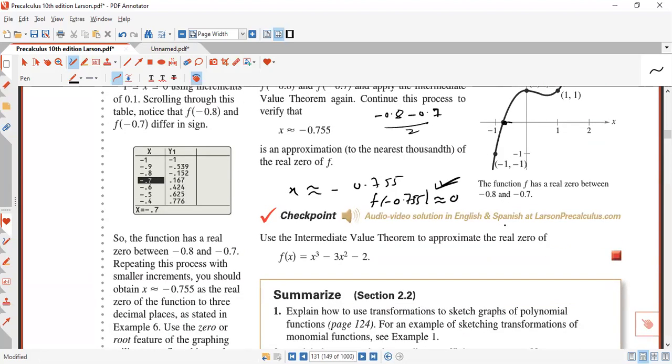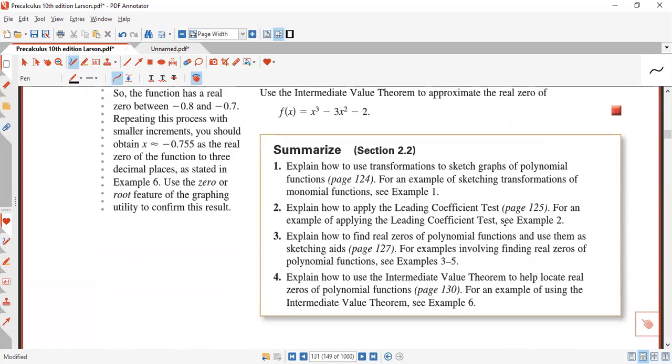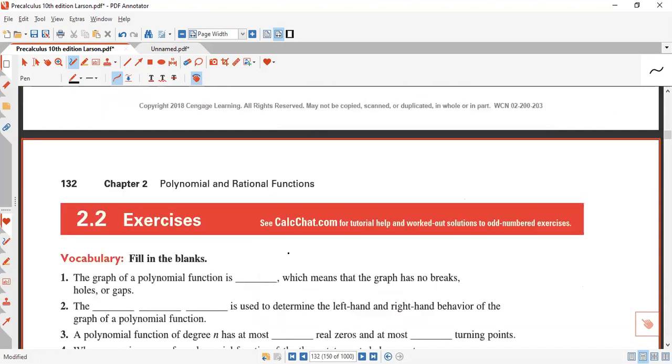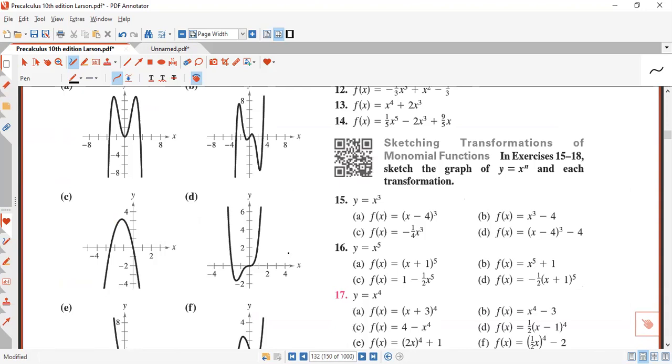So this is all about your exercise 2.2, and this 2.2 is very important. Why? Because in this exercise we have covered a lot of very important topics: zero of the function, graph of the polynomial function, and intermediate value theorem. So all these steps are very important. You have to read it rigorously, and solve questions from the exercise rigorously, so that you can get each and every concept clear.